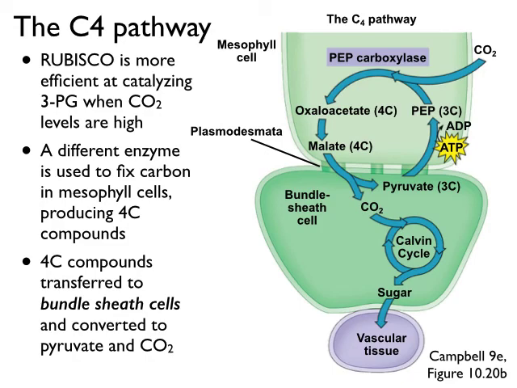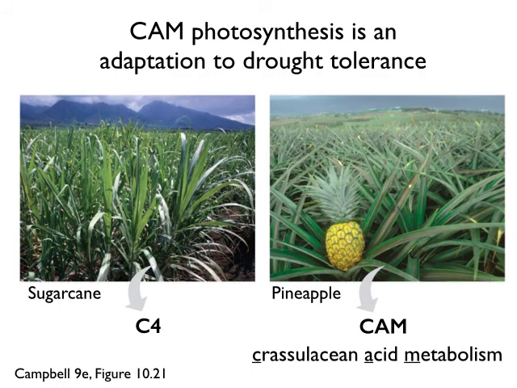Now there's another kind of pathway that I don't really want to talk about very much, but it's an alternative to the C4 pathway. And actually different plants in a very similar environment can use this. So sugarcane, for example, in Hawaii uses the C4 pathway. There's another pathway, which is called the crassulacean acid metabolism pathway, or the CAM pathway, and pineapples in the very same environment use that pathway. So let's compare these. This is another way to deal with drought tolerance.